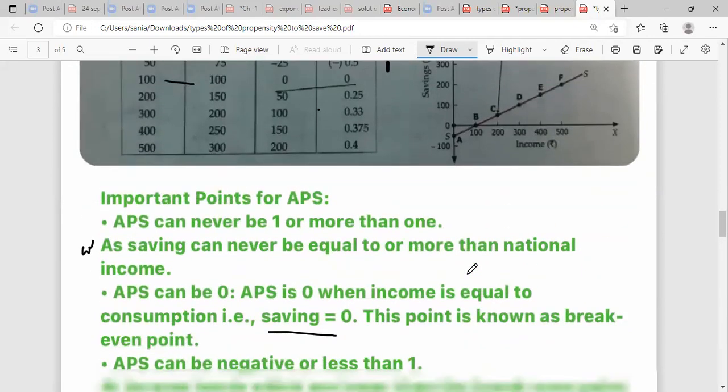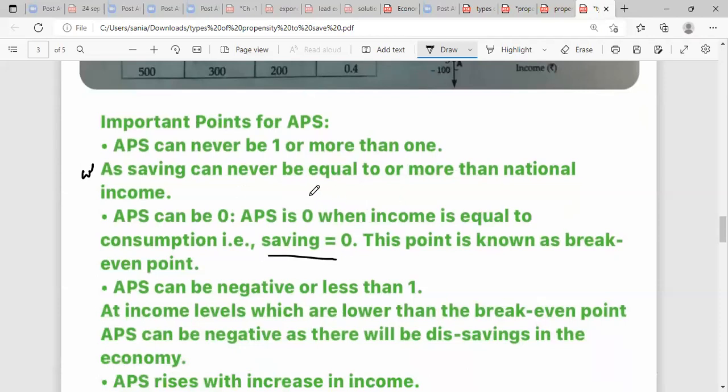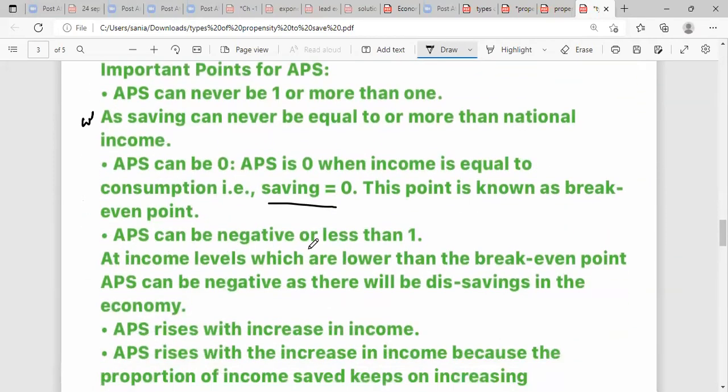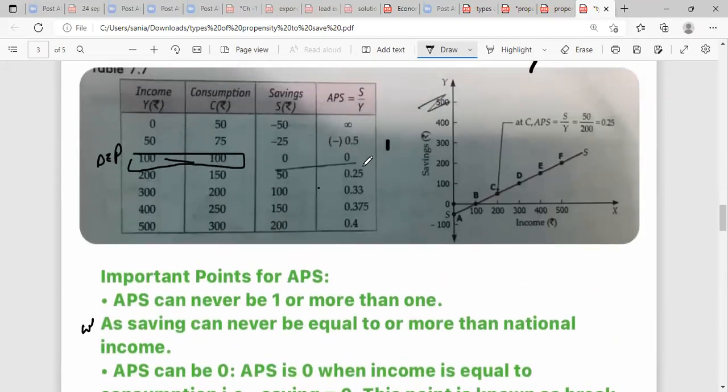Yes, ma'am. Okay, these points are very important, students. Right now, you don't have to mug up anything. Simply see this table and get the conclusion. When your APS is 0, consumption is equal to income, and at that moment your savings are 0. That point is known as the break-even point, BEP, right? Third is APS can be negative or less than 1. Yes, you can see your APS can be negative, and it is going to be less than 1.